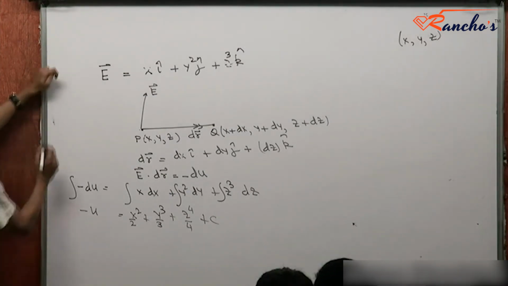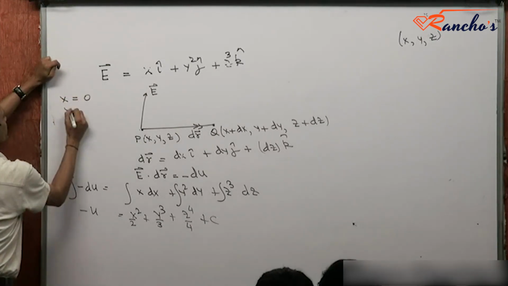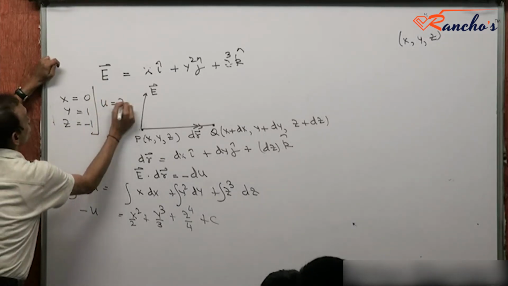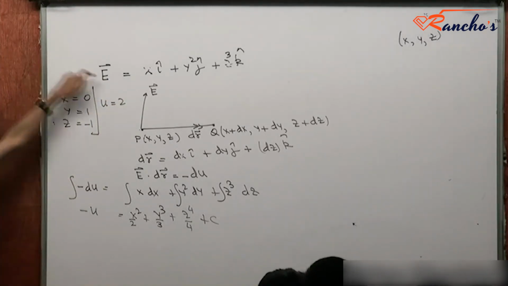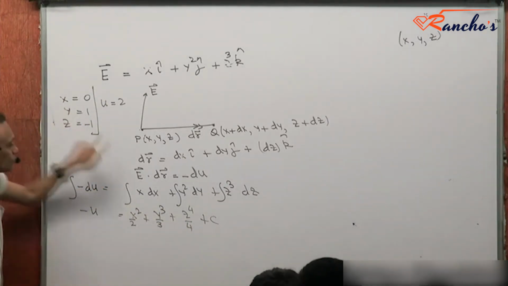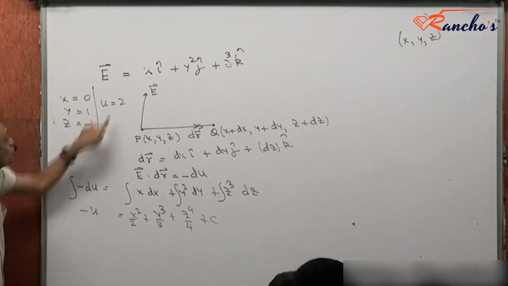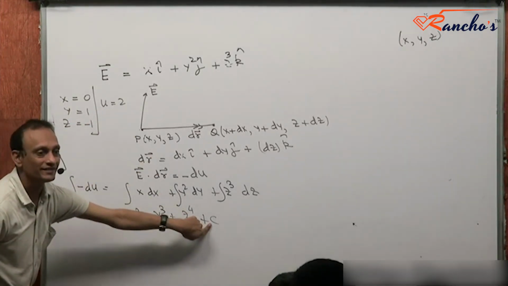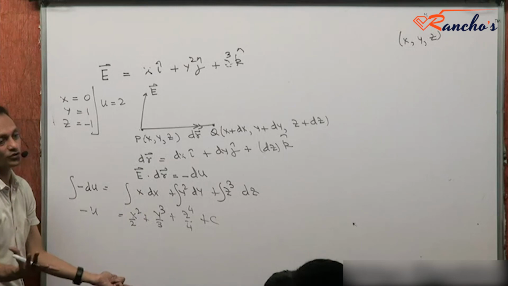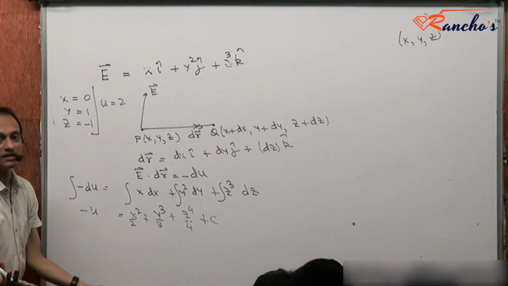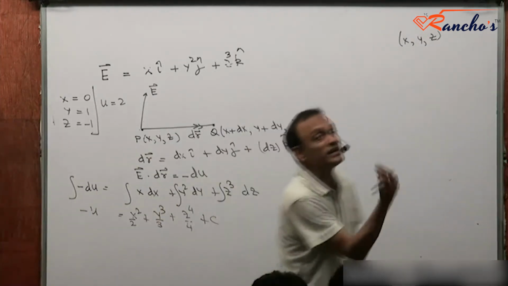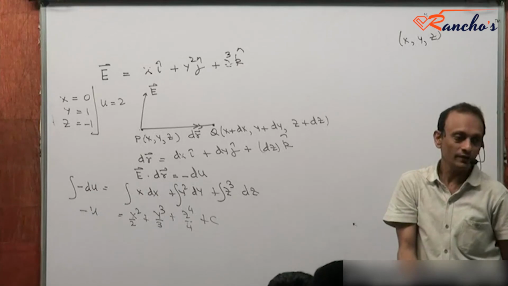Now somebody told me that x equal to 0, y equal to 1, z equal to minus 1, u is 2. Suppose somebody told me this. Using this data, can I calculate C? Plug in x equal to 0, y equal to 1, z equal to minus 1 and u equal to 2. I can obtain the value of C. Once I obtain the value of C, then I know u as a function of xyz. Yes or no? So this is like a boundary condition. At a given point, somebody assigned the value of potential to me.